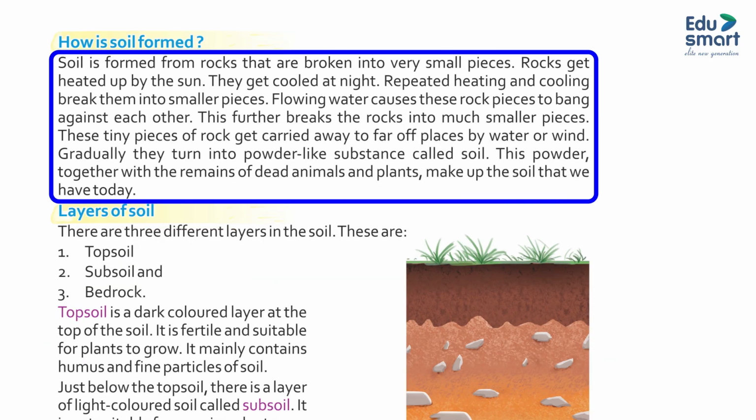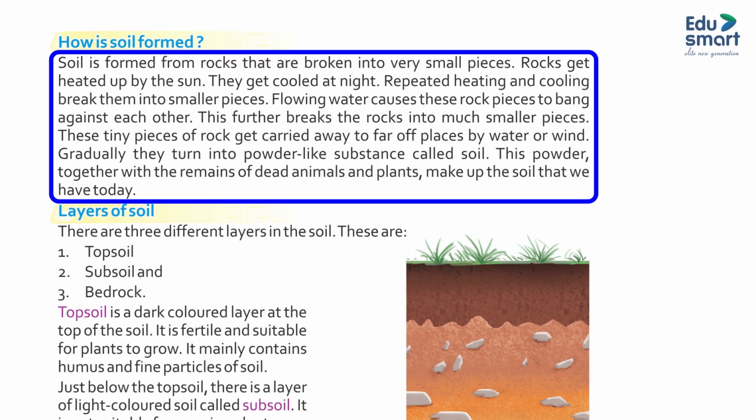How is soil formed? Soil is formed from rocks that are broken into very small pieces. Repeatedly, rocks get heated up by the sun. They get cooled at night. Repeated heating and cooling break them into smaller pieces. Falling water causes these rock pieces to bang against each other. This further breaks the rocks into much smaller pieces.